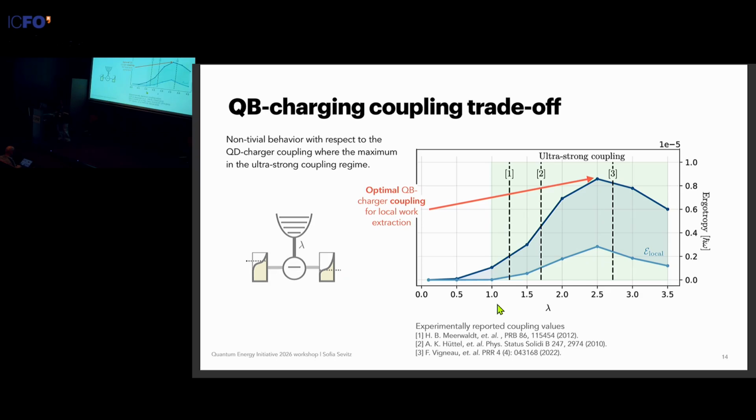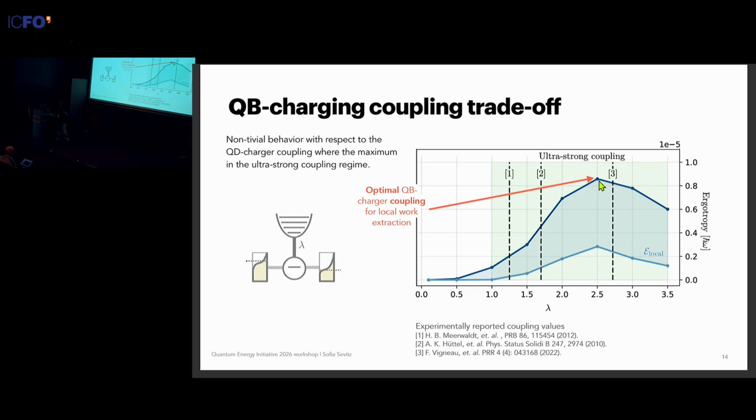So what we do now is we grab the maximum mu for different couplings. Here I sweep the coupling from 0 to, say, 3.5. The ultra-strong regime is defined as this green box, and we see a non-trivial behavior where there's a maximum at 2.5. So there's a trade-off between the coupling and how much you can extract from the battery. This is what it's telling us.